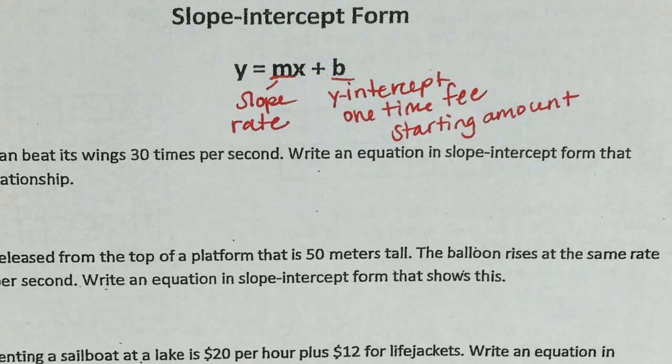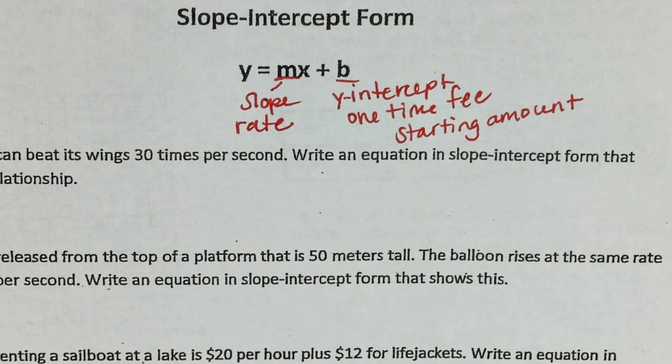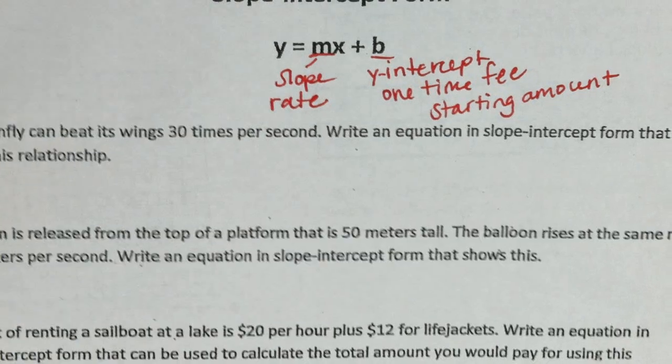So today we're doing slope-intercept form where y equals mx plus b, where the m is the slope or the rate and the b is the y-intercept, one-time fee or starting amount. So today what you're going to be doing is writing a y equals mx plus b from a word problem, a table, or a graph. And you're already really good at this from word problems, so we'll breeze through this front side.